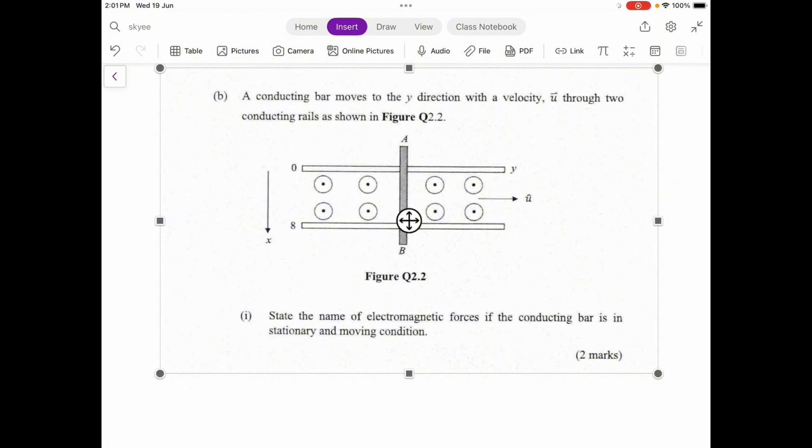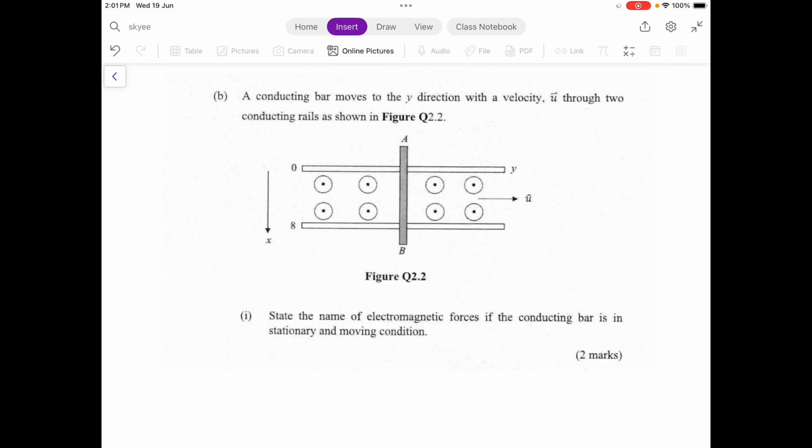You have a conducting bar moving in the y direction with a velocity u through 2 conducting rails as shown in the figure. So you can see here you have 2 rails and the bar AB, which can move in the direction of y. The first question is to state the name of the EMF generated if the conducting bar is in stationary and moving conditions.